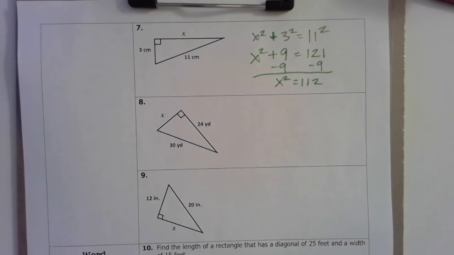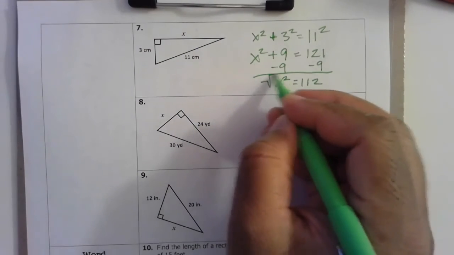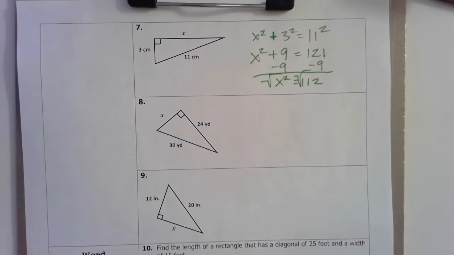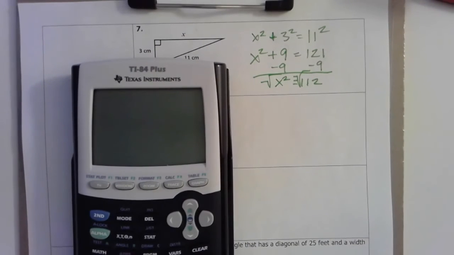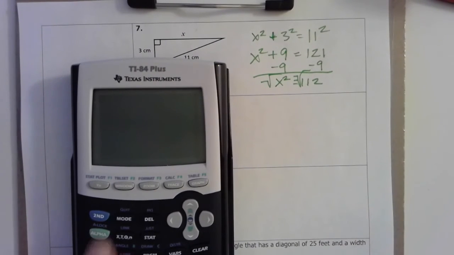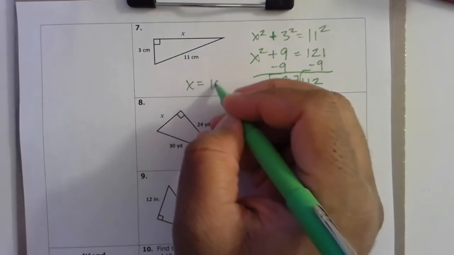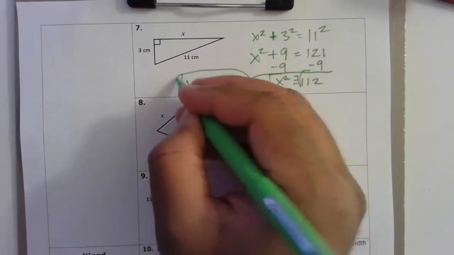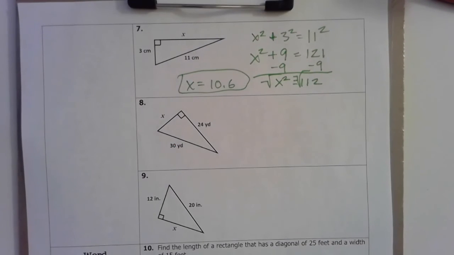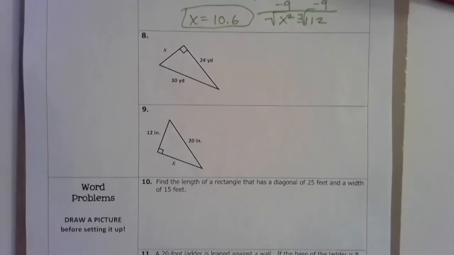Of course, I'm not finished. I'm going to have to go ahead and take the square root. And I'm going to take out my calculator just for giggles and grins here. I'm just going to take the square root of 112. And there we go. We've got 10.58. So let's just round that and make it 10.6, shall we? So x equals 10.6. All right, so I will leave problems number 8 and number 9 for you guys to tackle.